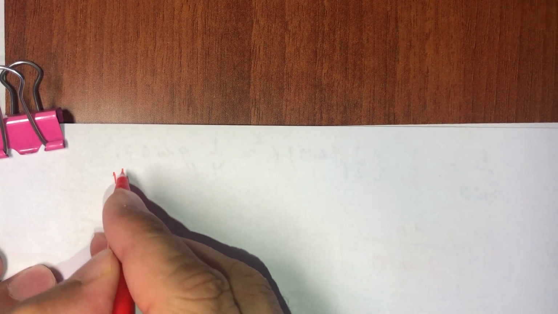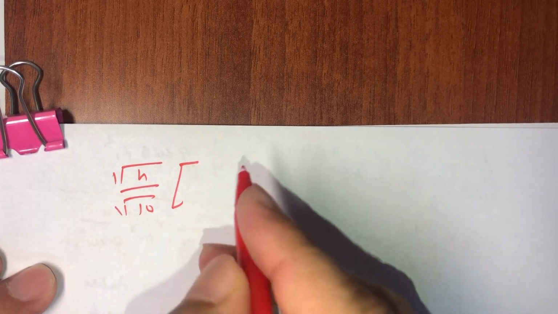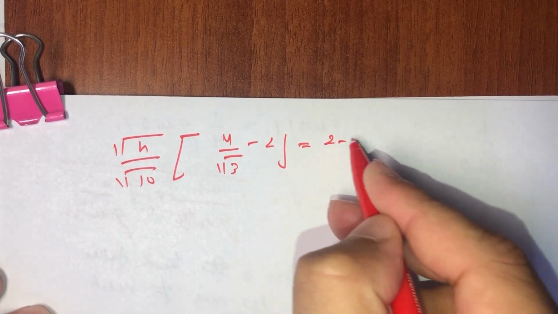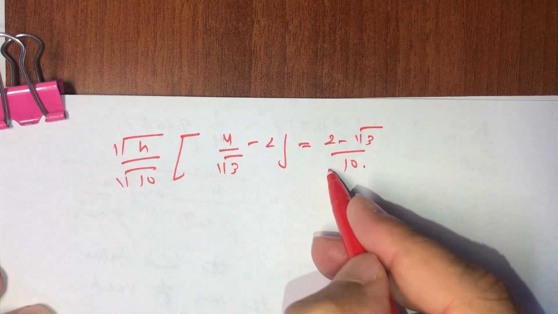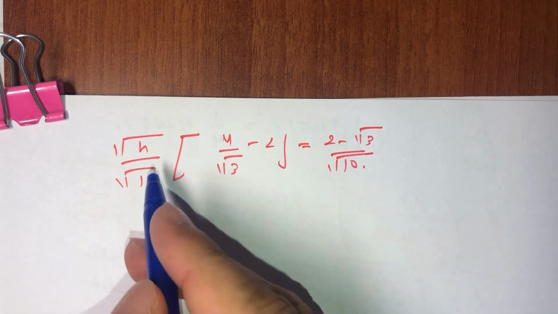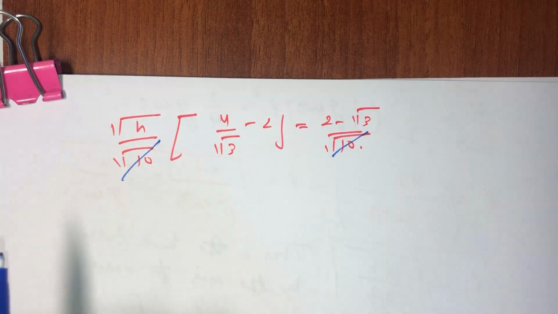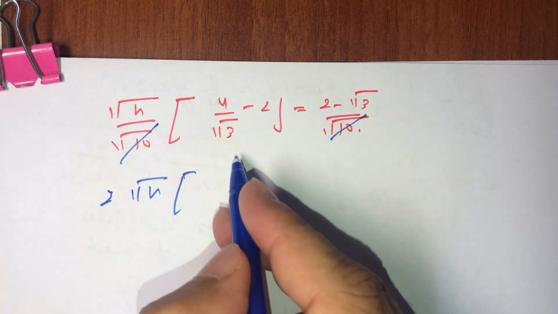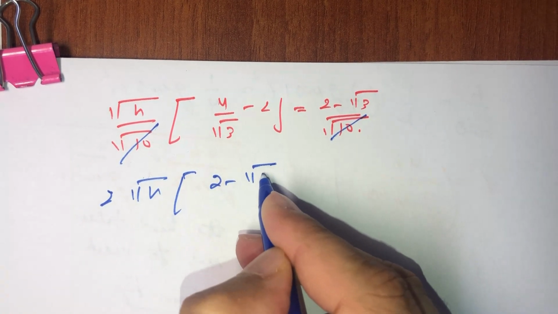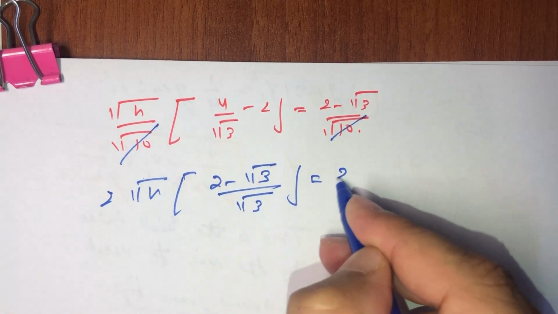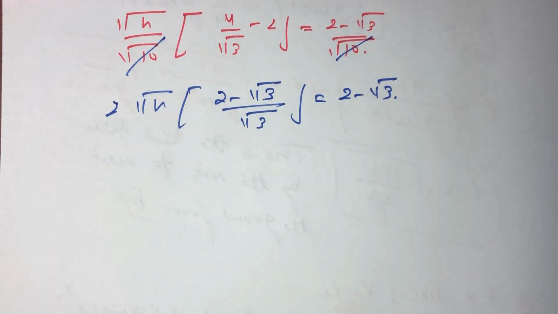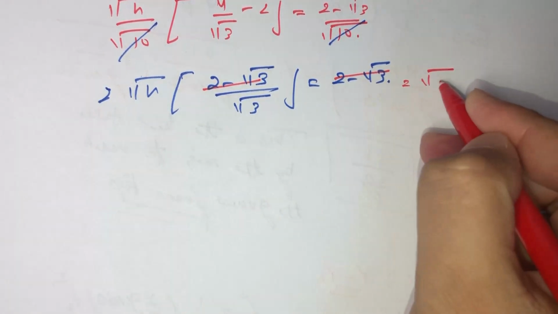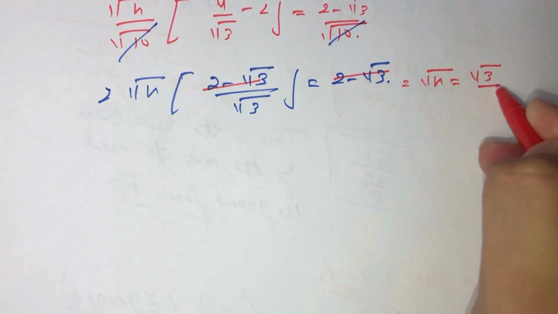So this comes as square root of h divided by square root of 10, and square root of 16 is 4, so 4 divided by square root of 3 minus 2, and this becomes equal to 2 minus square root of 3 divided by square root of 10. And here 10 cancels with 10, and taking 2 as common, we are left with 2 square root of h, and here taking square root of 3 as common, this comes 2 square root of 3 divided by square root of 3 is equal to 2 minus square root of 3. So therefore these cancel out, so we get here square root of h is equal to square root of 3 divided by 2.